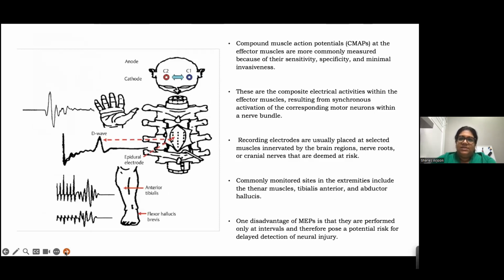Compound muscle action potentials at the effector muscles are more commonly measured because of their sensitivity, specificity, and minimal invasiveness. These are the composite electrical activities within the effector muscles, resulting from synchronous activation of the corresponding motor neurons within a nerve bundle. Recording electrodes are usually placed at selected muscles innervated by brain regions, nerve roots, or cranial nerves that are deemed at risk. Commonly monitored sites in the extremities would include the thenar muscles, the tibialis anterior, and the adductor hallucis. One disadvantage of MEPs is that they are performed only at intervals throughout the procedure and therefore pose a potential risk for delayed detection of neural injury.